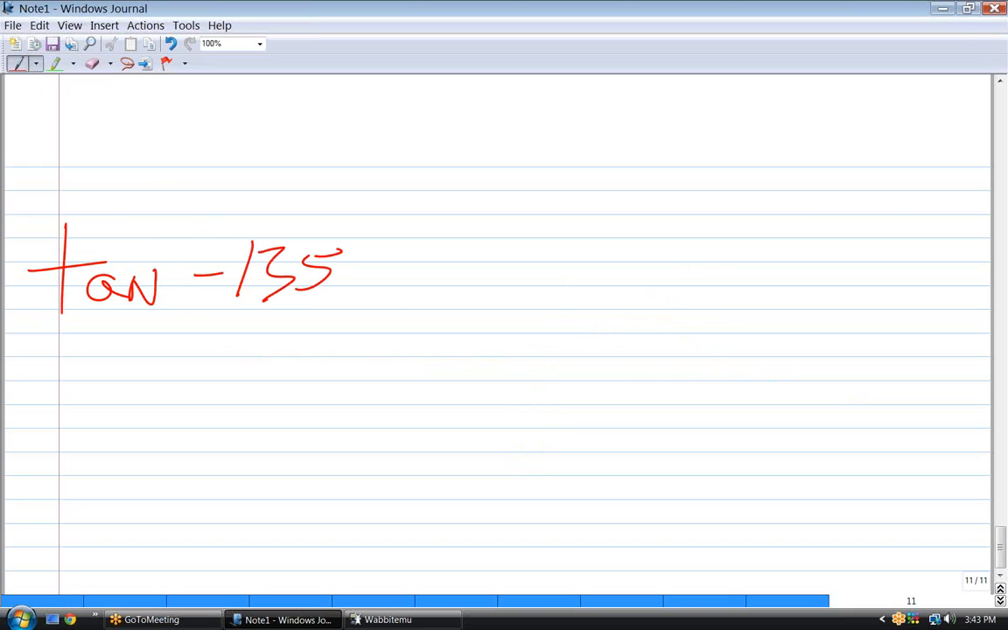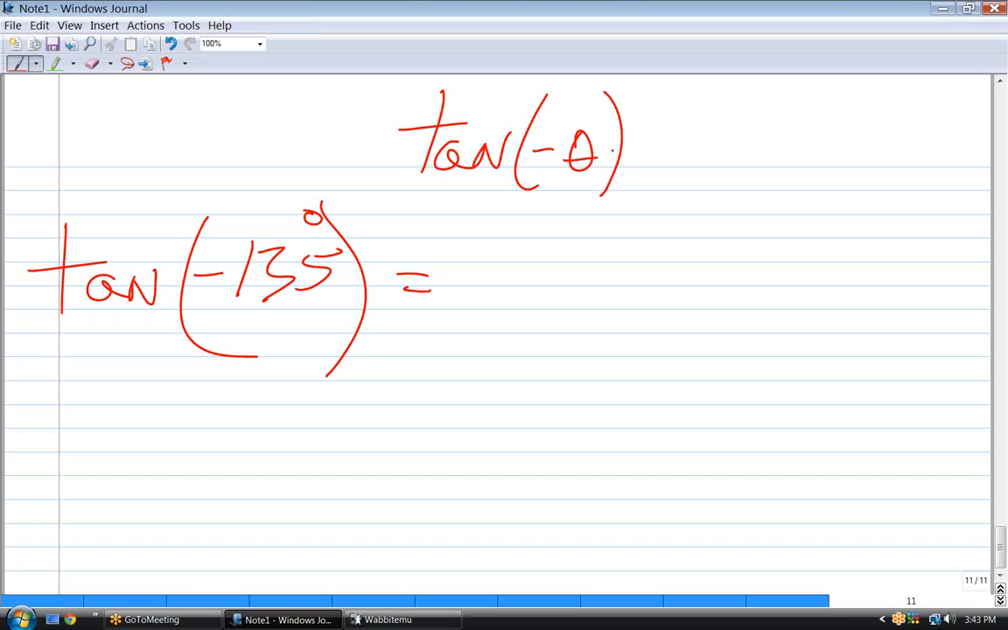There's an easy way and a hard way to do these. Let's save you 2 steps. The tangent of negative x is equal to what? Or the tangent of negative theta? It's equal to minus tangent of theta, because it is an odd function.